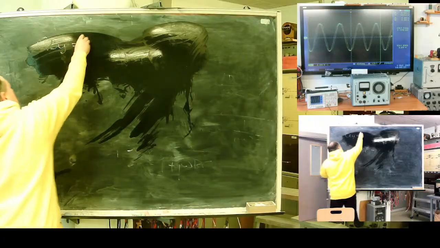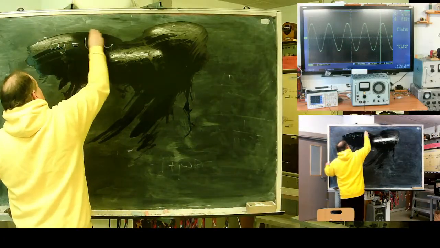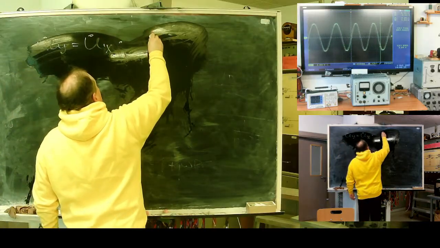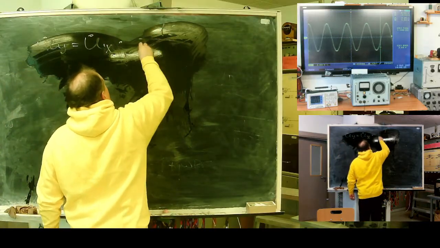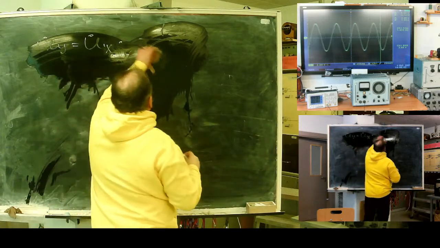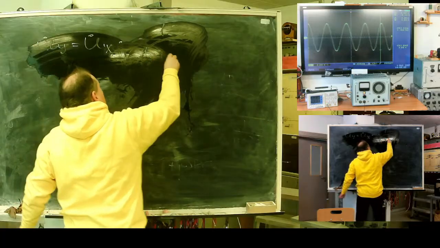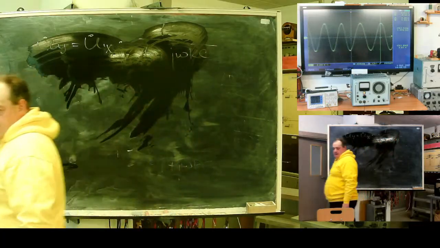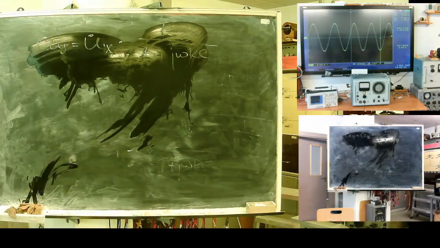Output voltage is input voltage multiplied by 1, why am I writing R? I should write 1 plus j omega RC. Yeah?